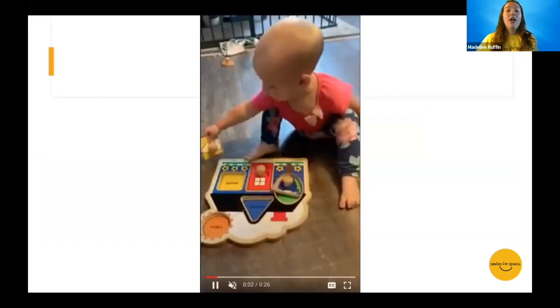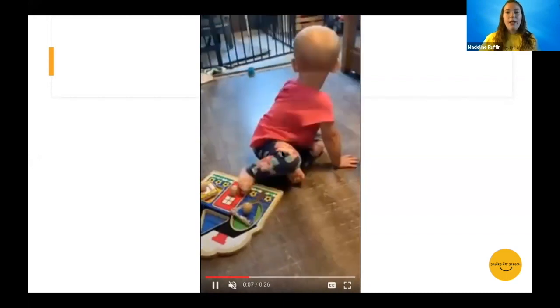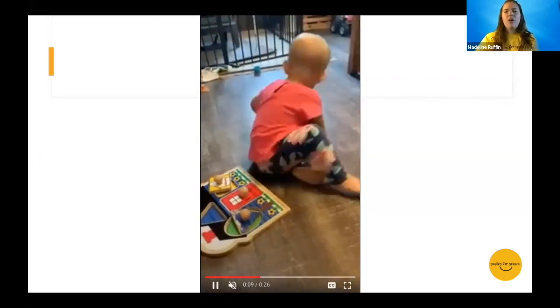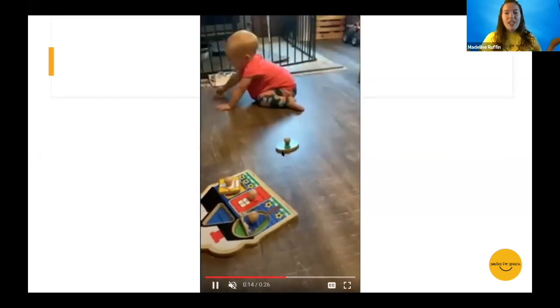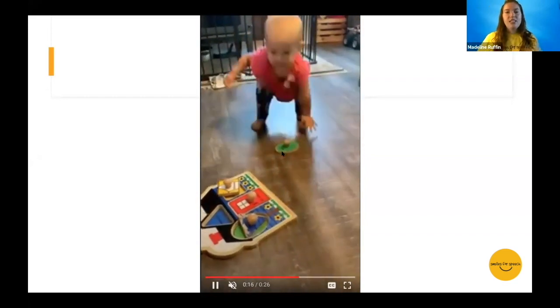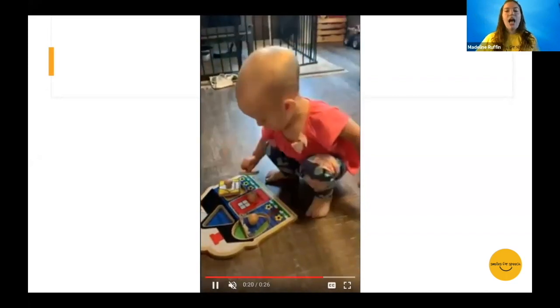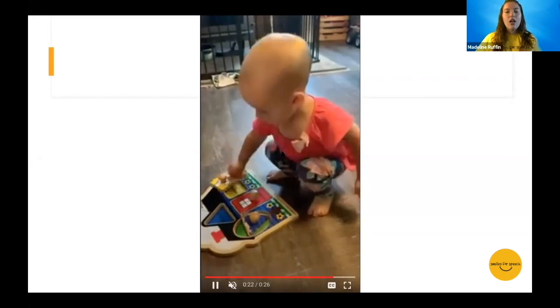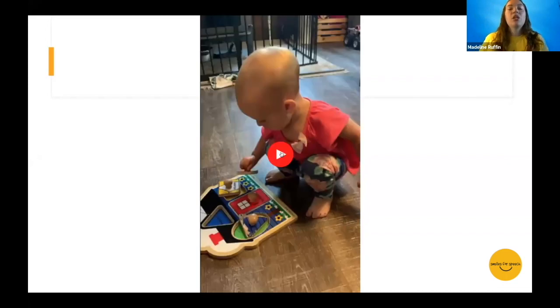So I would say, the square goes in, the square goes in. I'm looking for the puzzle piece. I'm looking. I found it. I found the puzzle piece. I put it in. The circle goes in. So in that demonstration, I am looking to narrate what that child is doing.